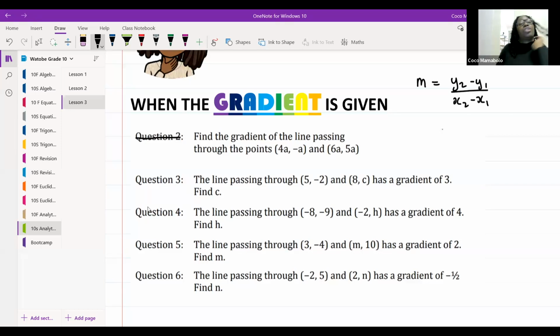Now the question says, the line passing through (5, -2) and (8, C) has a gradient of 3. Find C. Now, I want you guys to note what they've actually done here. They've given us x1 and y1, and then they've given us x2 and m. They've given us the gradient. So what do they actually want us to calculate for, guys? Tell me in the chat. What do they want us to calculate for?